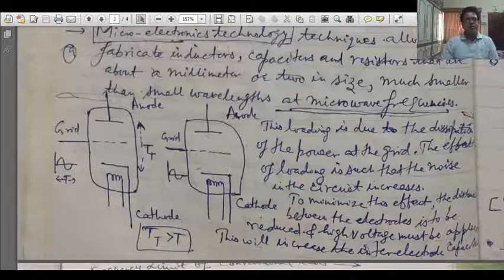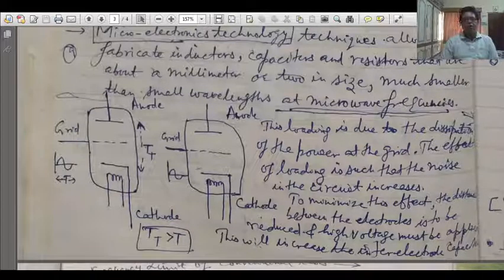If we readjust the distance between the electrodes, here in this figure you see TT, the transit time, and this is T, and TT is greater than T. Such a thing can be used for adjusting the distance, and by doing so, high voltage must be applied, and due to this the inter-electrode capacitance increases.